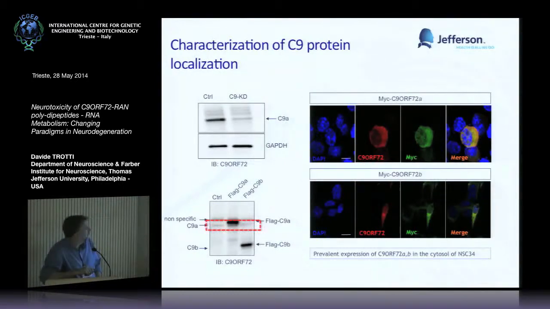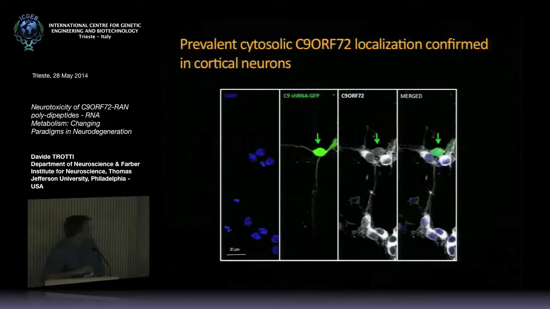So we took this construct and we put it into the cells and looked at the immunocytochemistry. And this is the result with the antibody. You can see that both isoform A and isoform B have a prevalent expression in the cytosol. And also you can see that the antibody is not able to pick up the endogenous isoform, suggesting that the endogenous C9ORF is very low in these cells.